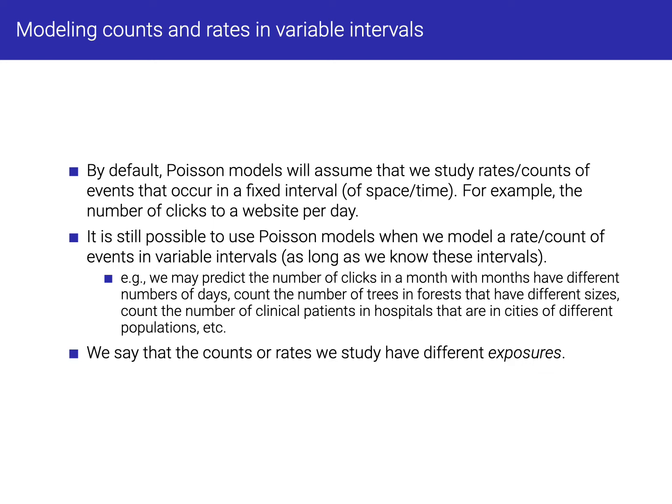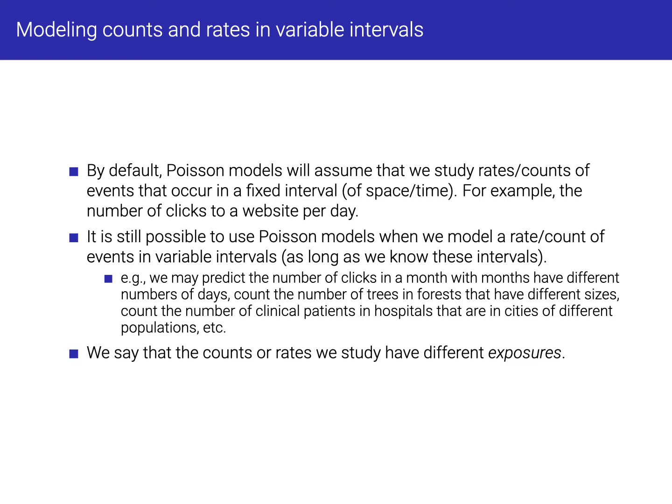So for example, we may predict the number of clicks in a month, but we know that months don't have the same number of days. So if we know the number of days for each month, then we could use that and still use a Poisson model. We would just need to provide that new information, which is the number of days per month. That will give us the interval.